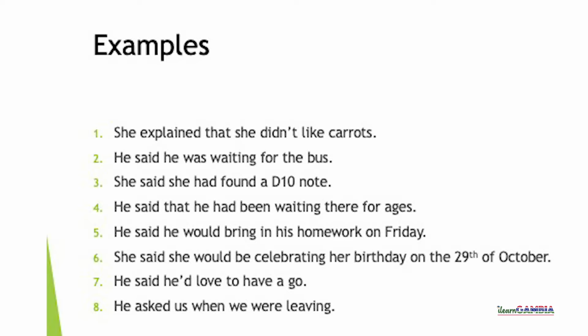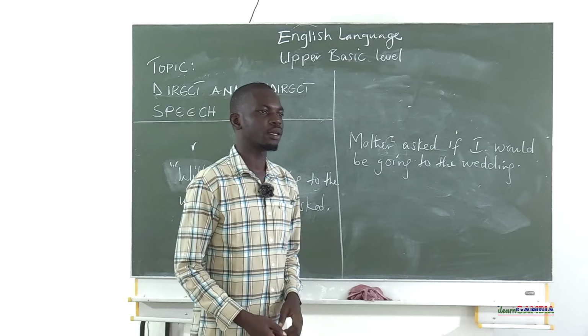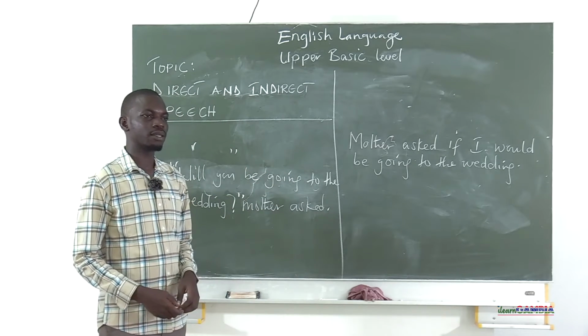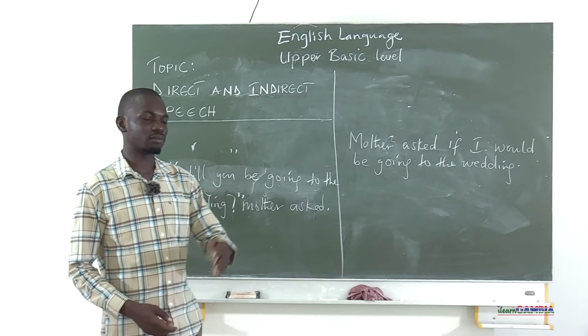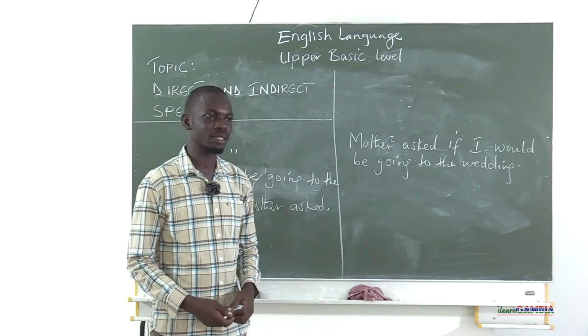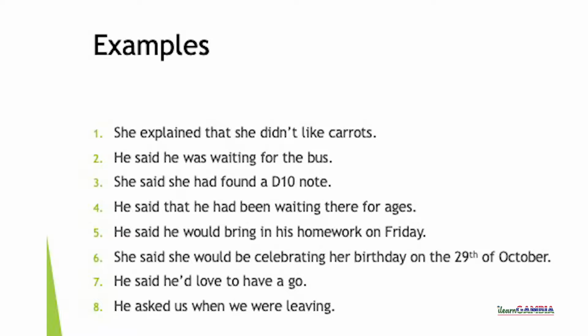Now, examples of indirect speech, okay? Just like we had in the direct form, now we can change all those examples we previously looked at in the direct speech to indirect speech. Now look at example 1. She explained that she didn't like carrots. Now this is the reported form of I don't like carrots, she explained.